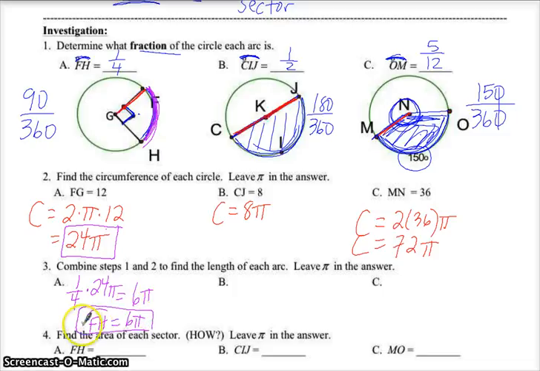So notice I don't have a measure in front of here. The measure in front indicates what kind of angle you want, the arc measure in degrees. This is now the length of arc FH, and that's 6 pi.